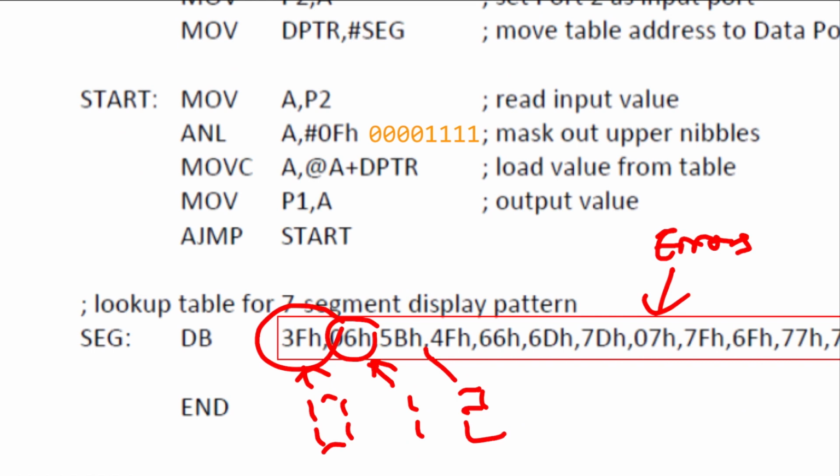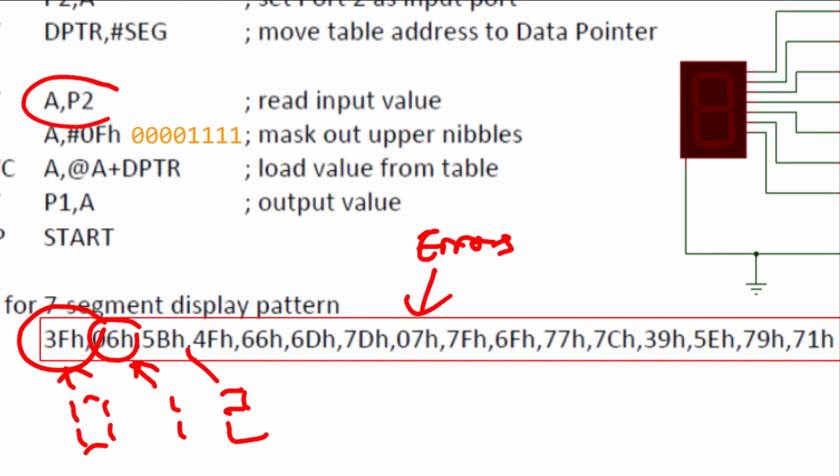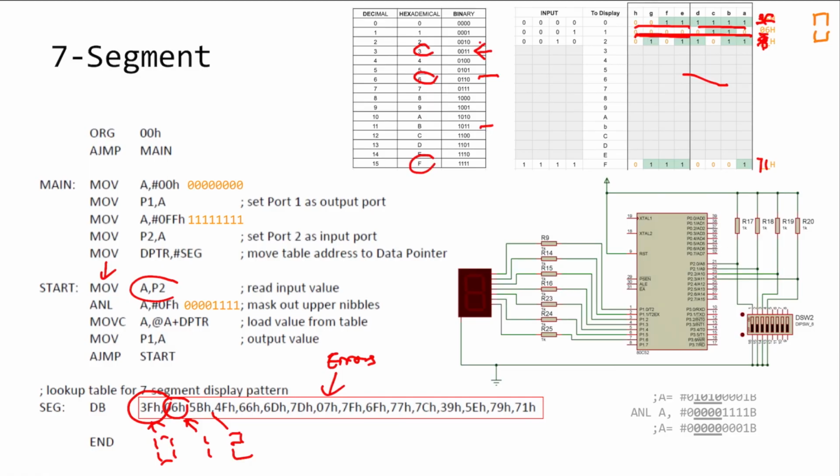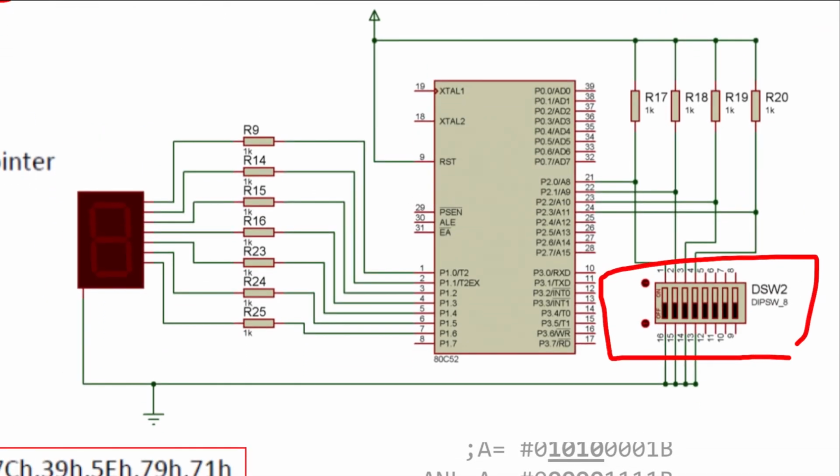Now let's move on to the start. So it will first read P2, which is actually connected to this 8-bit display, 8-bit input, but if you could see here, we will just be using the first four bits. So this is not needed. We're just connecting this to our port 2 over here, our input port.